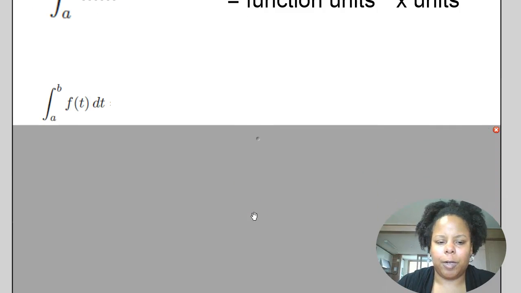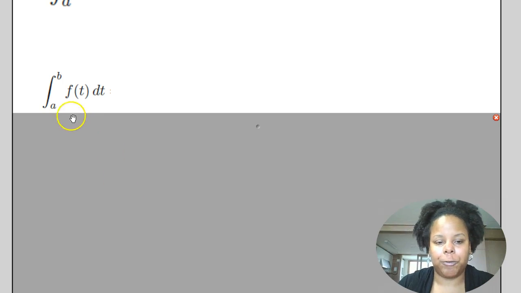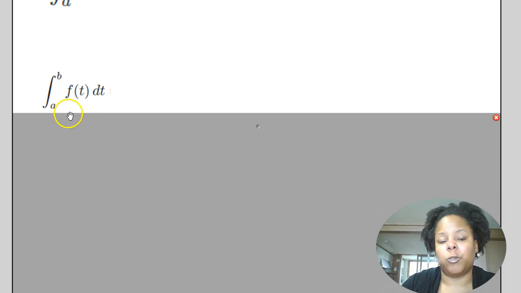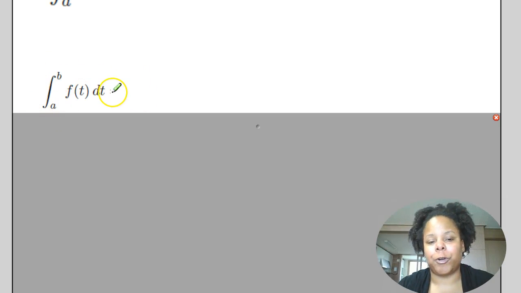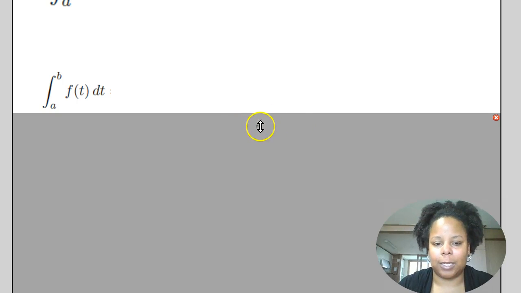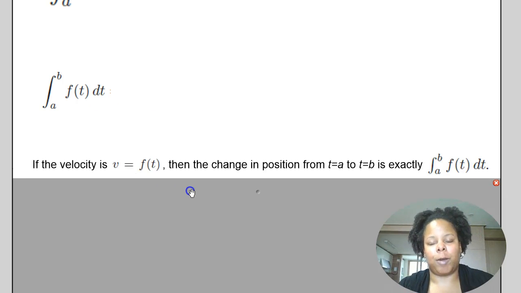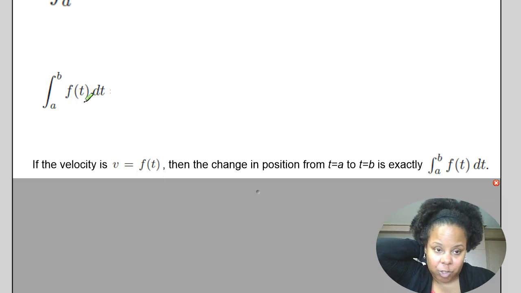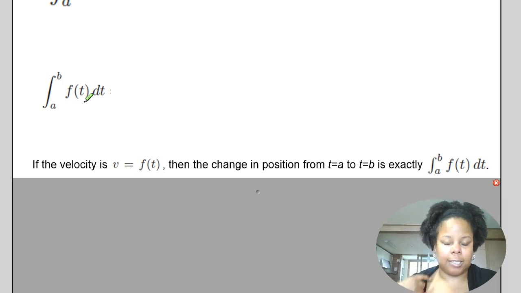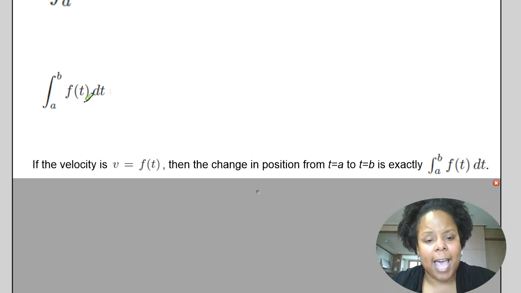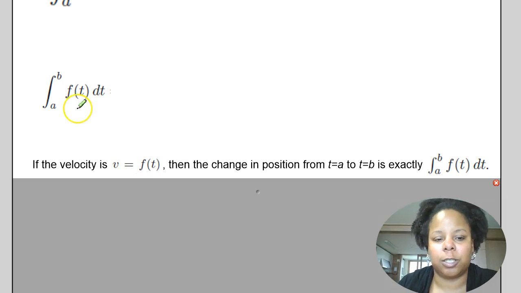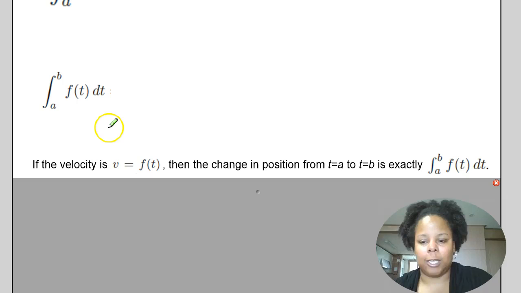This symbol right here represents the area under the curve of f of t, between time equals a and time equals b, and that area under the curve and the x-axis between those two things, okay? But if you remember, we let v represent the velocity function, so f of t really is a velocity function, and when we're trying to find the area under the velocity function curve and the x-axis, we really are trying to find the change in position from time equals a to time equals b.